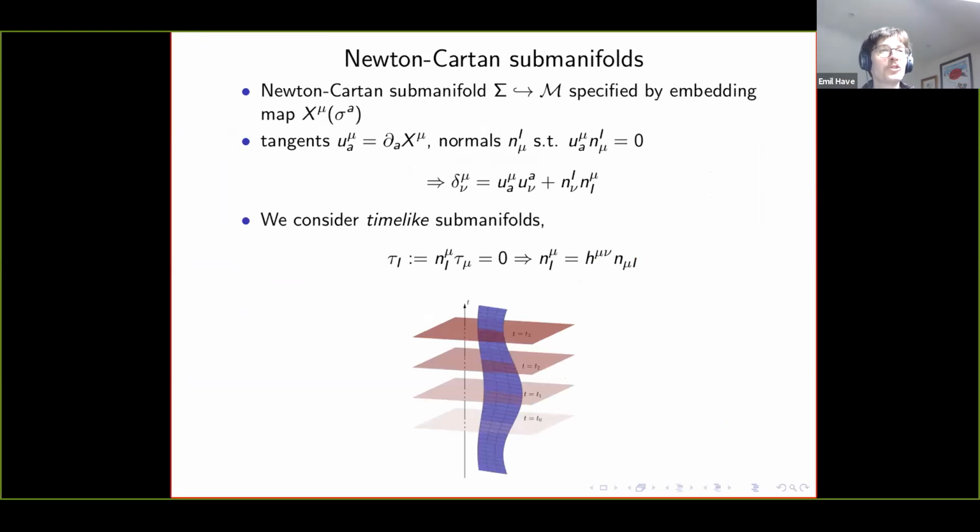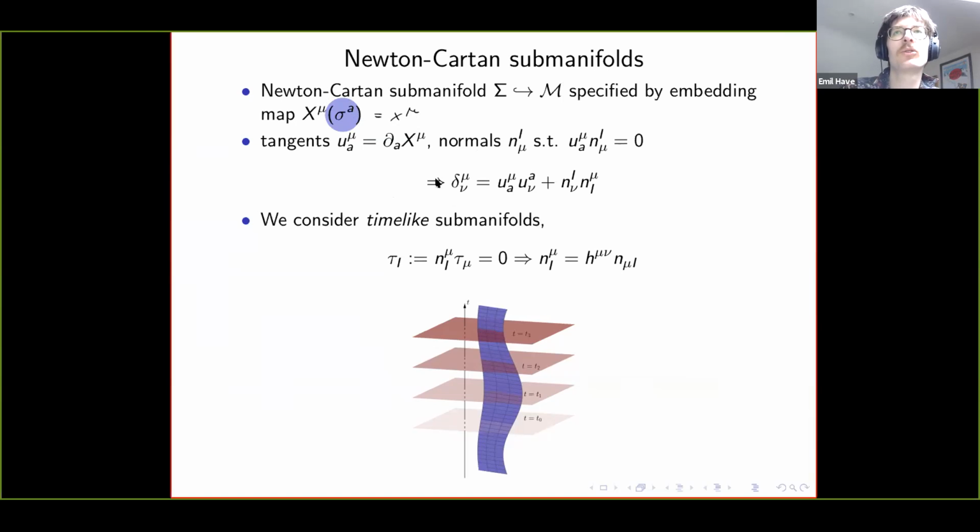Now, when it comes to submanifolds, the notion of a manifold does not change whether we put a Newton-Cartan structure or a more familiar metric on it. So the notion of submanifolds itself is identical. If we coordinatize our submanifold Σ in terms of these σ^a, then we can specify an embedding by providing a set of embedding maps, such that if we coordinatize our manifold M with x^μ, then setting these embedding maps equal to these coordinates gives the location of our submanifold.